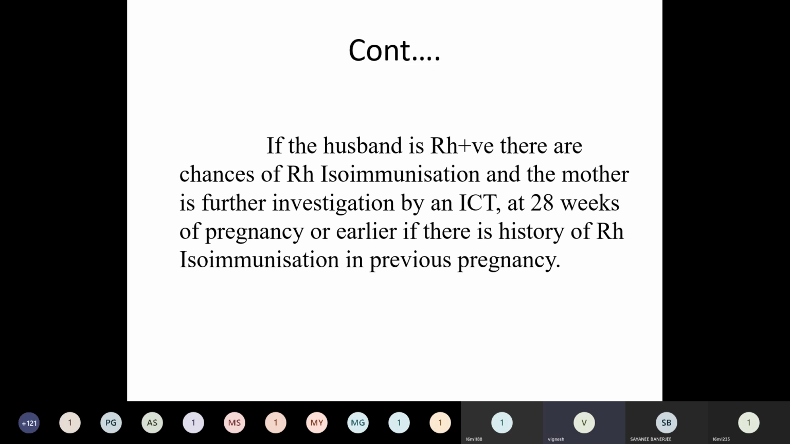If the husband is Rh positive, then there are chances of Rh immunization, and so further investigation in the mother has to be undertaken. And this investigation would be your ICT or the indirect Coombs test. This indirect Coombs test should be done at 28 weeks of pregnancy, or earlier if there is history of Rh isoimmunization in the previous pregnancy, usually 10 weeks before the antecedent event.